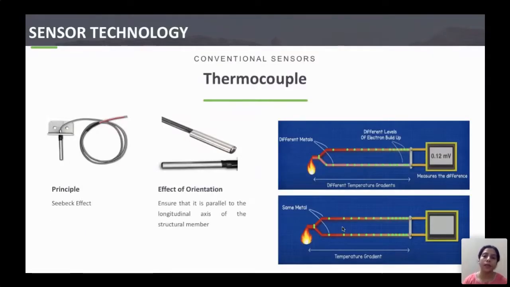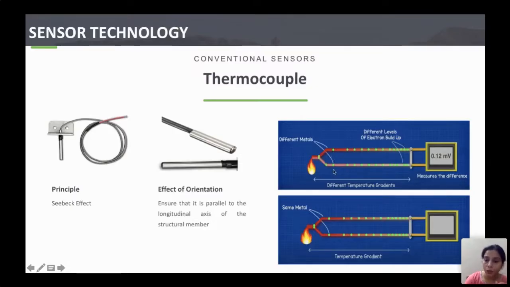Next sensor is the thermocouple. Now this sensor is used for measuring the temperature in the structure. Most of the time it is embedded inside the structure, and usually we tie it around the reinforcement. So it works on the Seebeck effect. Here in the Seebeck effect, what does it say? That if there are two dissimilar metals, two different metals are there, and you connect their one end, right, and heat that joint end, then the electrons will start moving towards the colder end.